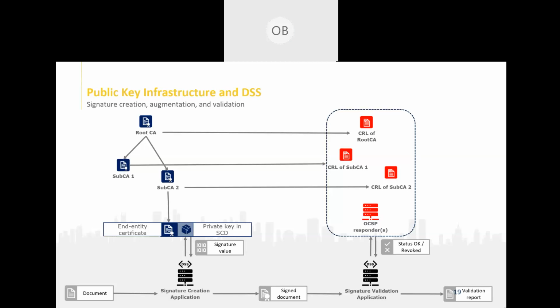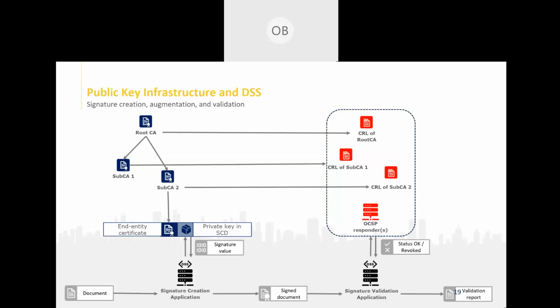A CRL is a certificate revocation list. It's just a list of all the certificates that should not be considered valid anymore. And OCSP is exactly the same, except that it's a different implementation: it's a request and reply protocol where you ask about the validity of one certificate and you get an answer. OCSP stands for Online Certificate Status Protocol. So that's about it for the general behavior of the PKI and the way DSS can play a role here.